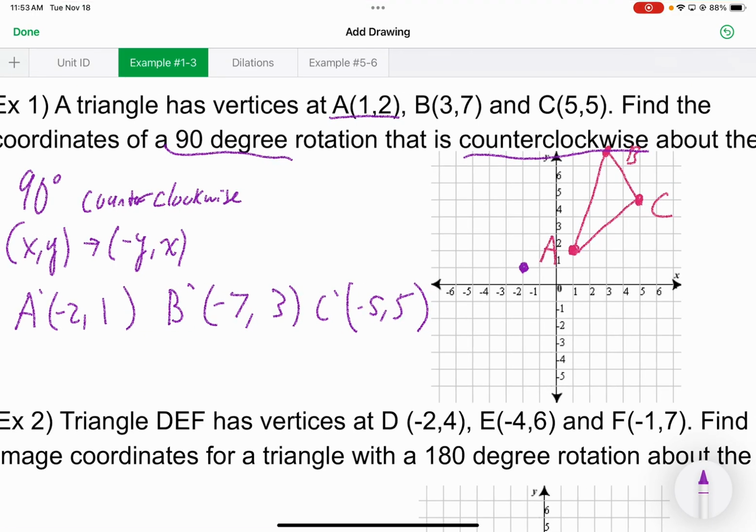So our coordinate points: A prime is going to be at negative 2, 1. B prime is going to be at negative 7, 3. And C prime is going to be at negative 5, 5. A prime, B prime, C prime. My purple graph should look like my pink graph, rotated 90 degrees counterclockwise.